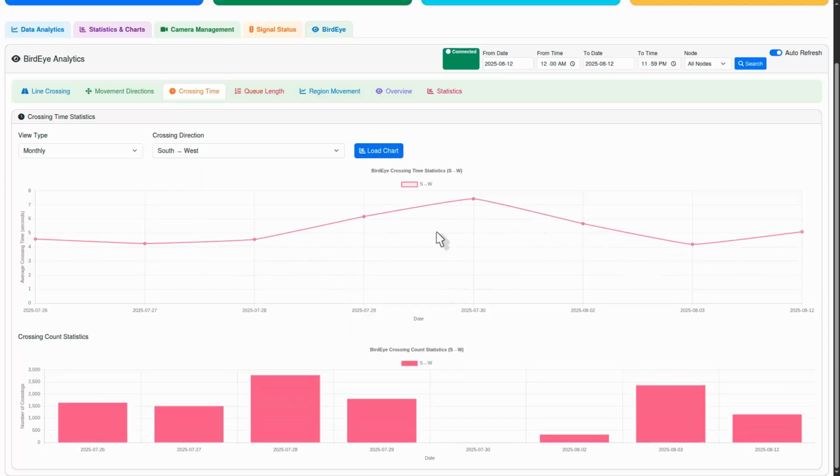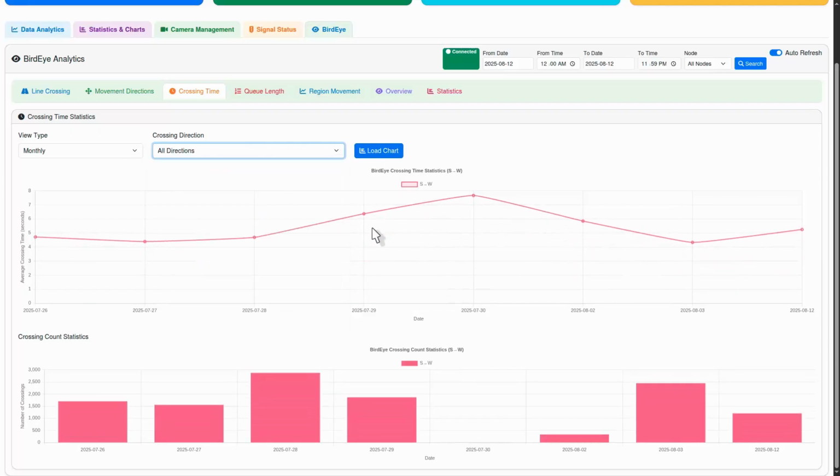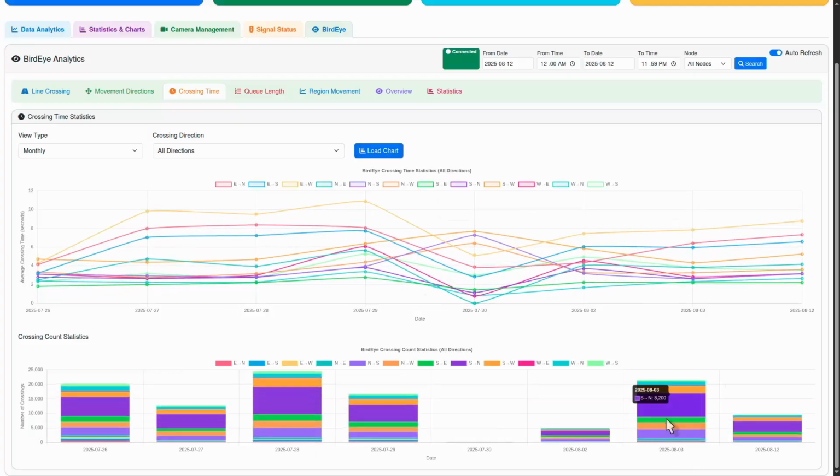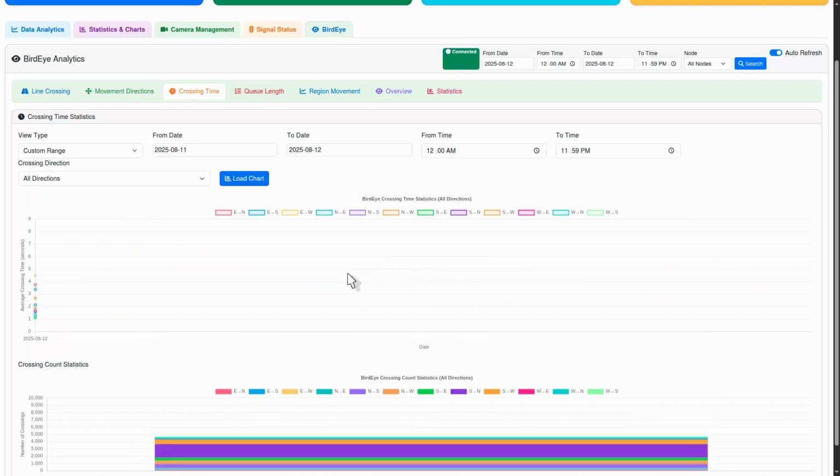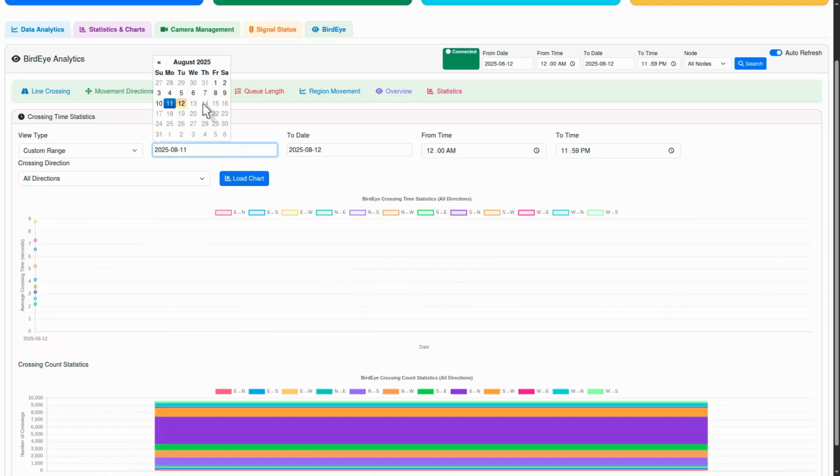We can see the average crossing time from different dates within the date range, and also the statistics of the number of crossings, from which we can get a detailed and precise overview within a custom range or weekly or monthly views.